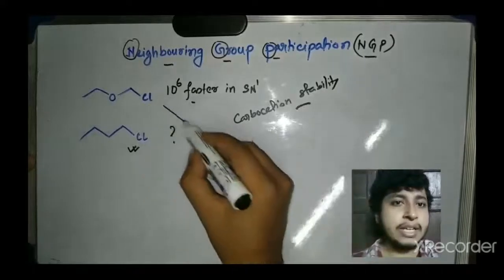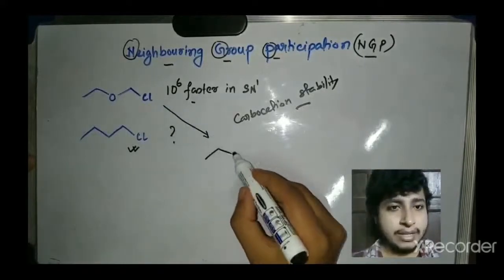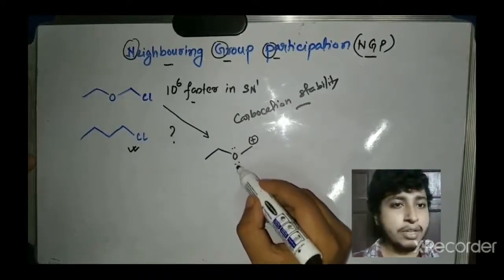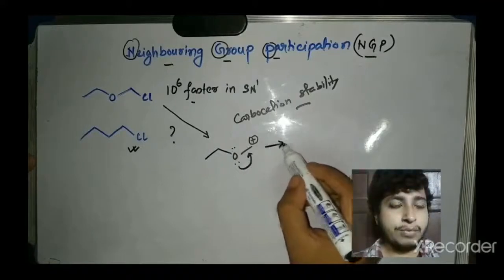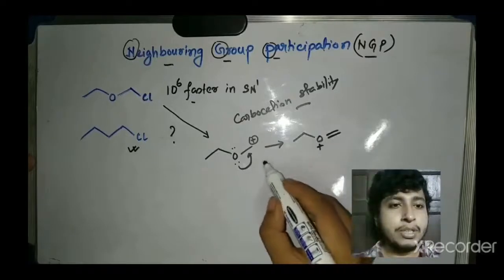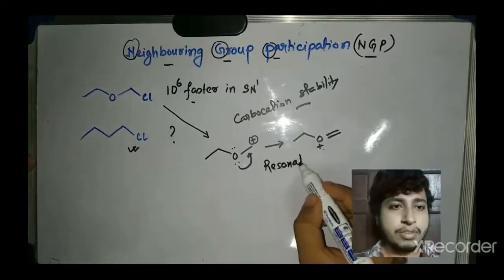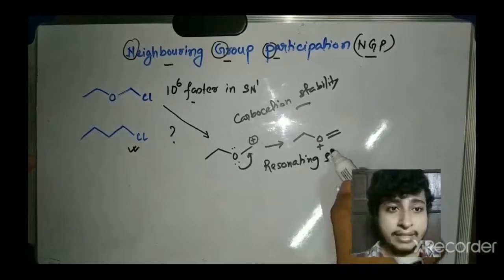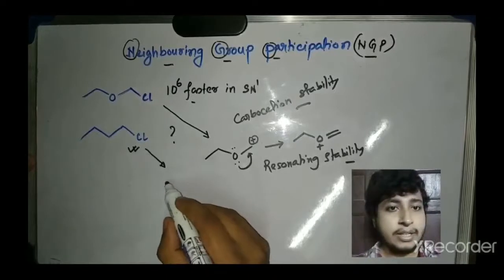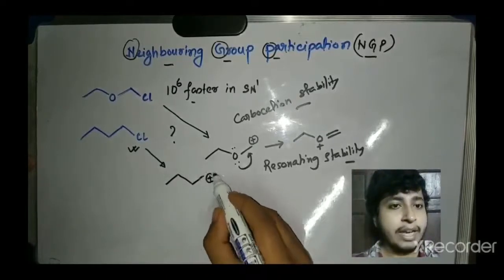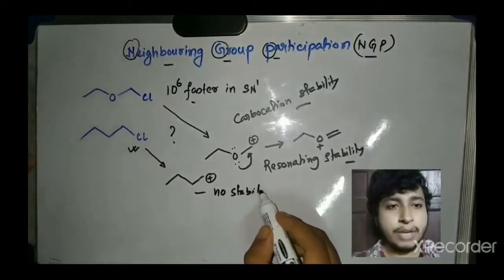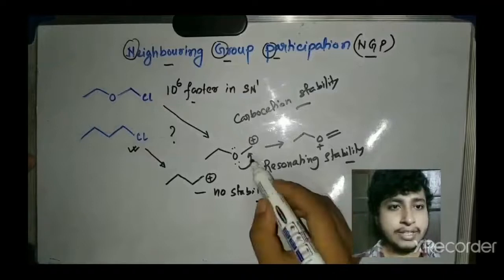And if you see in this case, after removing the Cl minus, the carbocation will be this one, and this carbocation will get stability through the oxygen lone pair, and it will form this intermediate. Due to this resonating structure, this resonance stability, it will go faster in SN1 reaction than the second one, where the carbocation does not have any such stability. So therefore this will go slower in SN1 reaction.